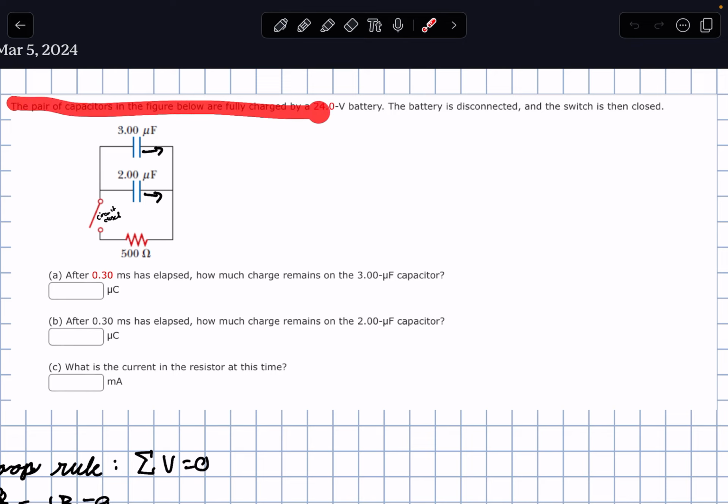The pair of capacitors in the figure below are fully charged by a 24-volt battery. The battery is disconnected, and the switch is then closed. I don't even want to know. This was 10F number 6, I think. This was just hell. I just want you to know that beforehand.